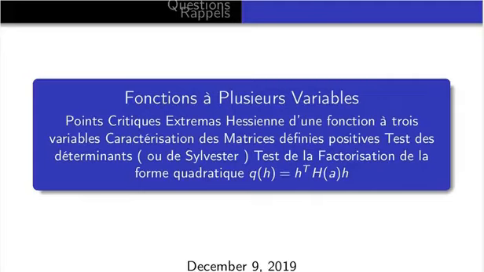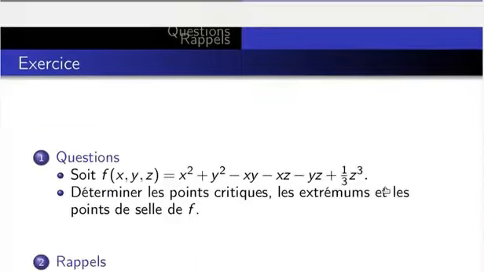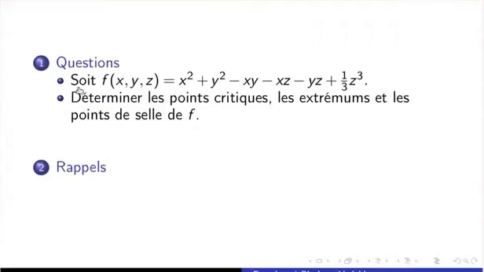Hello. In this video, we are focusing on functions with several variables, particularly the study of critical points and extrema, the Hessian matrix of a function with three variables, how to characterize positive definite matrices, and what are the tests that allow us to determine if a matrix is positive definite. As a discussion support, we will consider the following exercise.